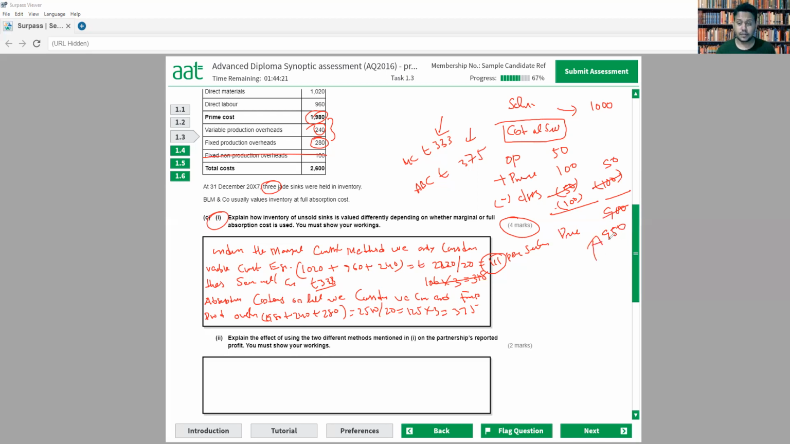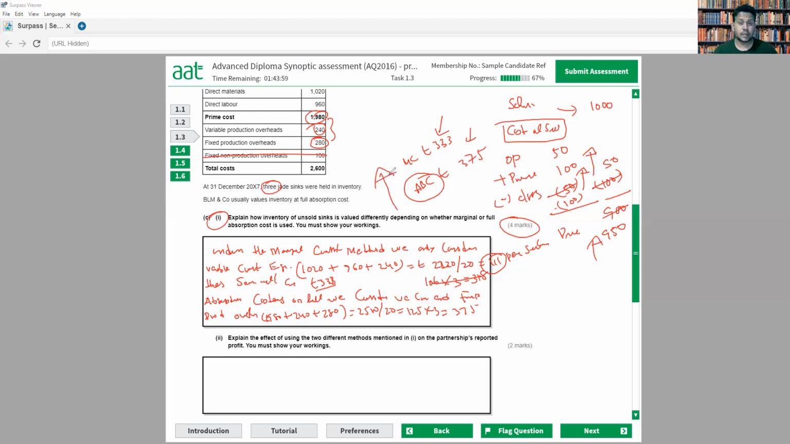So what we understand from here, if the closing inventory goes up, my profit also goes up. Why? Because the closing inventory will reduce my cost. Closing inventory we minus from the total cost, and that's the reason my profit will also go up. So we understand under the absorption costing method, my profit will go up. That's it. So you have to explain all of this.